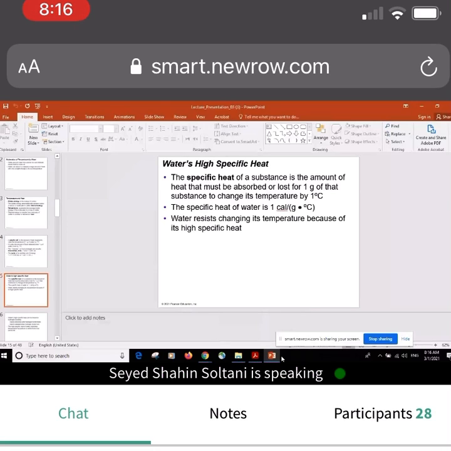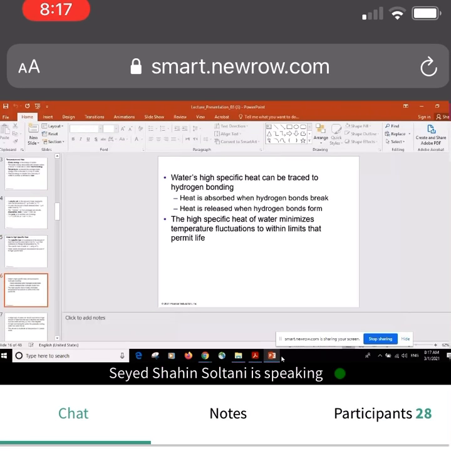The specific heat is the amount of heat that must be absorbed or lost by any substance for 1 gram of the substance to change its temperature by 1 degree centigrade. That is called specific heat. The specific heat for water is 1 calorie per gram. So you need to know slide number, actually, 15.